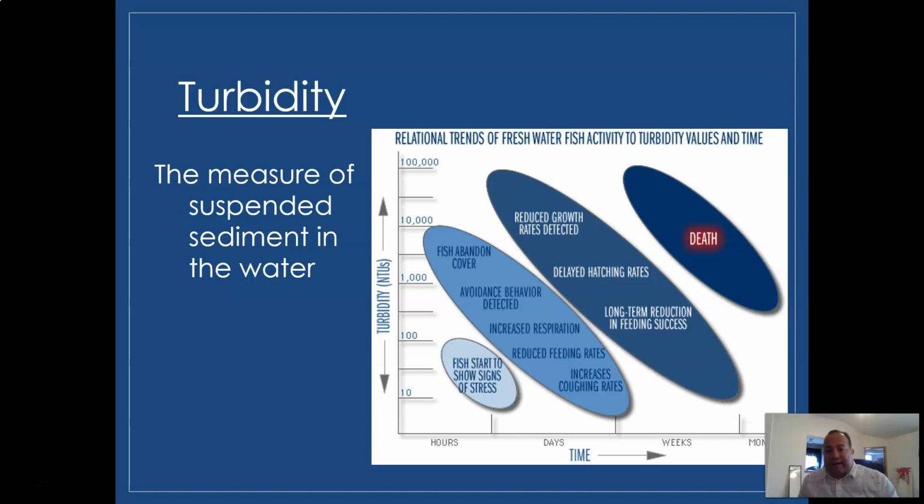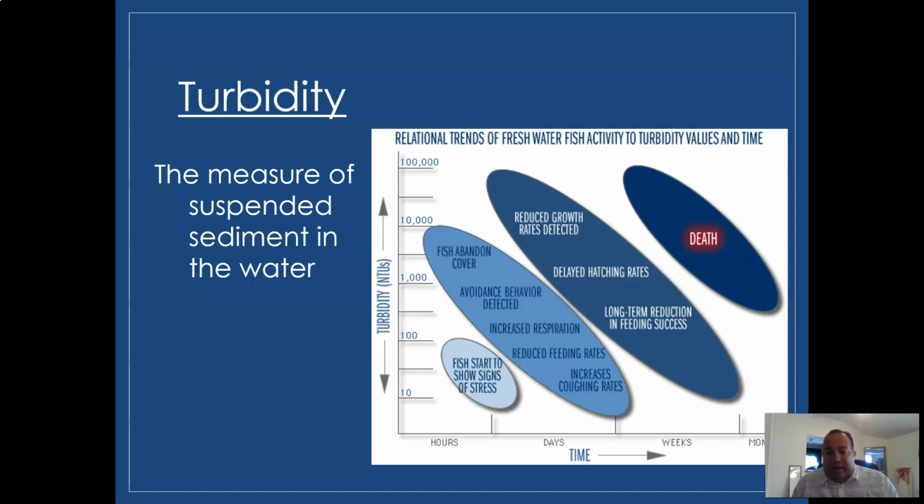If you look at the chart on this slide, on our x-axis at the bottom it says hours, days, weeks, months, and then we have our turbidity units on the left. You can see that with a little bit of turbidity, our fish are going to show signs of stress. With a lot of turbidity, especially if it starts getting into days as opposed to hours, fish are going to abandon cover. They're going to have increased respiration, which means they're going to affect the dissolved oxygen content.